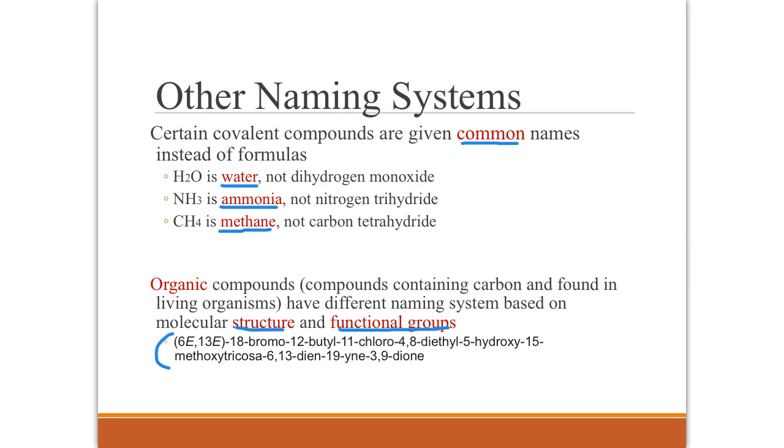So what you need to know about naming covalent compounds is how to use those prefixes to identify how many of each atom are in the formula, and then to go back and forth between formulas and names, and names and formulas. Very easy, much simpler than what we did with ionic compounds. I don't think you'll have any trouble with this.